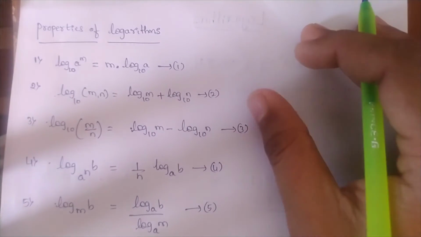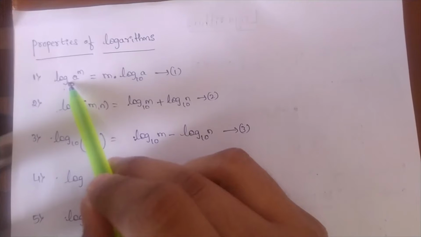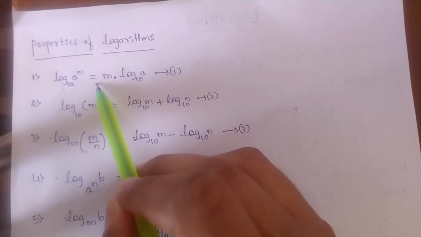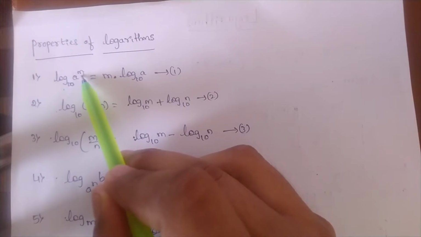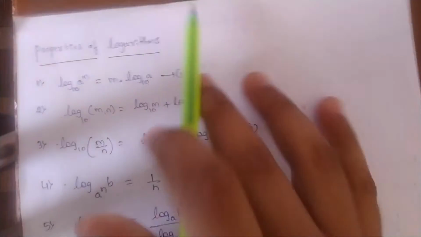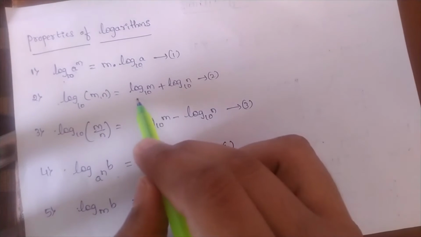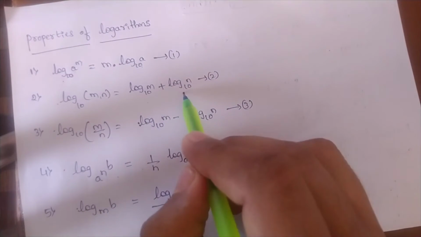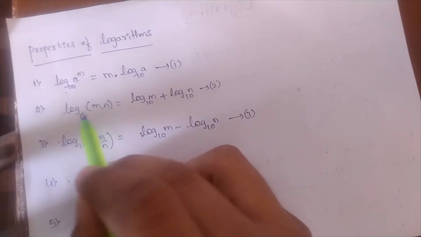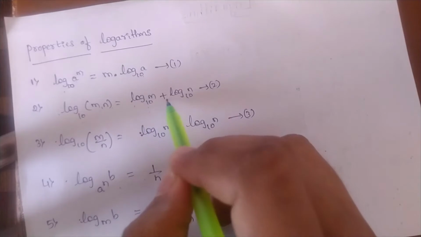So let's see some of the properties of logarithms. The first property is the power property: log a^m base 10 equals m times log a base 10. Next, whenever there is a multiplication inside a logarithm, it is treated as a sum of two logarithms. So log mn base 10 equals log m base 10 plus log n base 10.